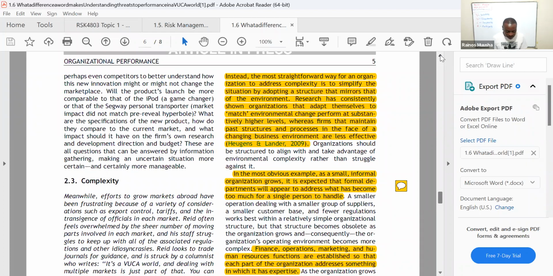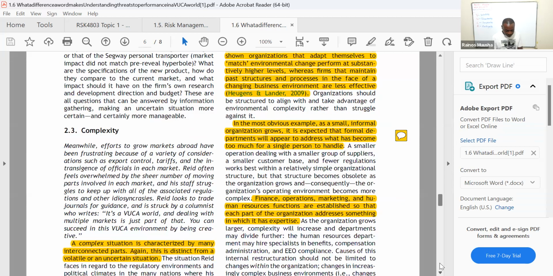Research has consistently shown that organizations that adapt themselves to match environmental change perform at substantially higher levels, whereas firms that maintain past structures and processes in the face of a changing business environment are less effective. The most obvious example is that as a small informal organization grows, it is expected that formal departments will appear to address what has become too much for a single person to handle.